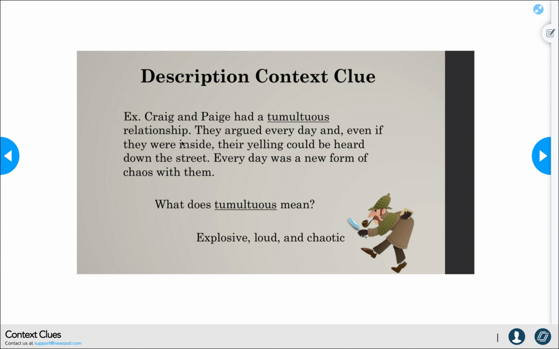Craig and Paige had a tumultuous relationship. They argued every day, and even if they were inside, their yelling could be heard down the street. Every day was a new form of chaos with them. Well, here's all our details. We know this is not a good relationship at all. So we definitely know it's not happy. And we know there's lots of yelling and chaos. So what could tumultuous mean? Explosive, loud, and chaotic, right? Loud because you could hear it down the street. Explosive, meaning there's always an outburst. These are going to be the most common ones you'll see, especially when you're reading longer texts, because it'll provide you details that will help you figure out a word.